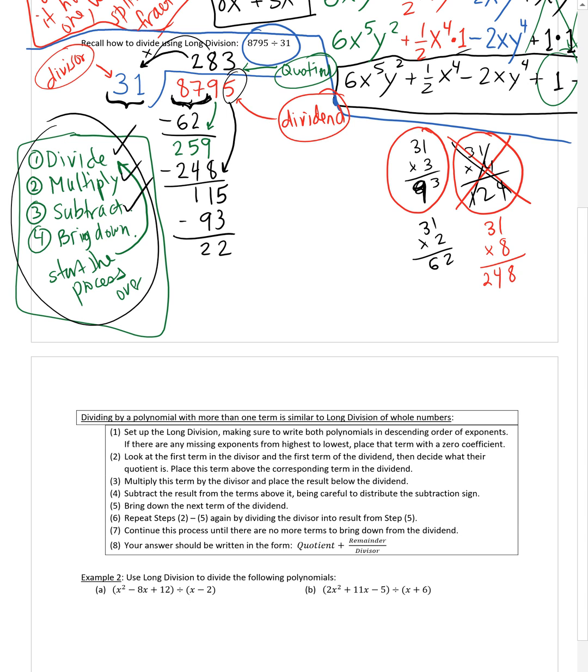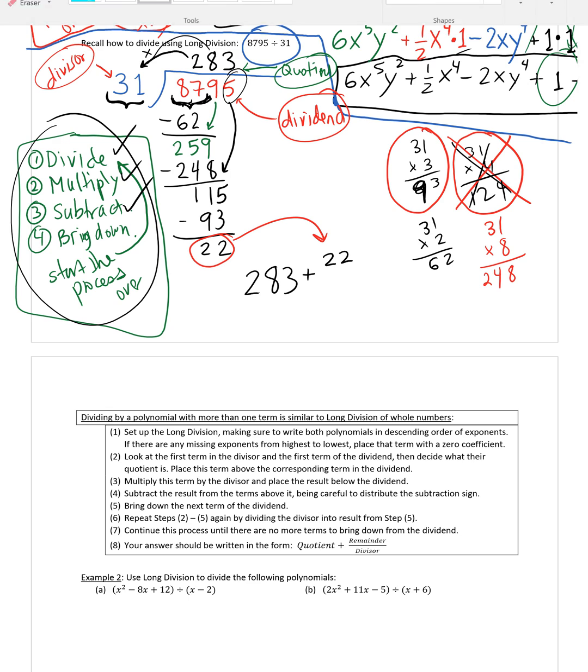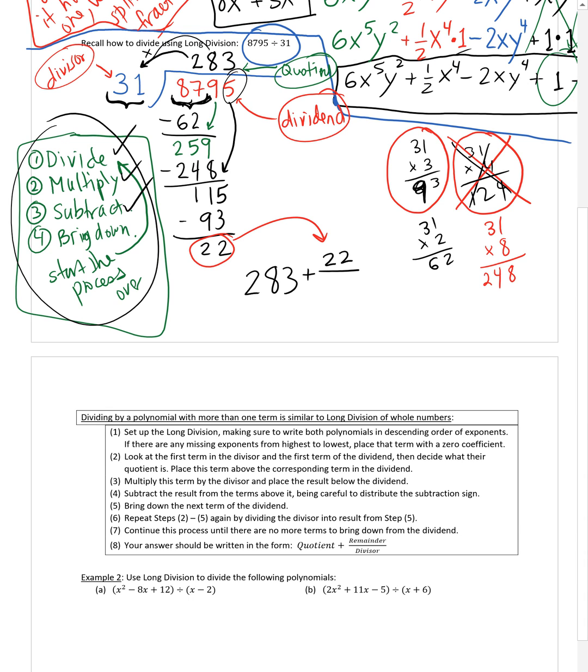So remember, that means the answer is going to be the quotient, 283. And then the way we're going to write our answer in these problems is plus the remainder, 22, because that was what was left over from the divisor. The divisor was 31. So that's how you can write your answer: 31 goes into 8,795 283 times with 22 left over.